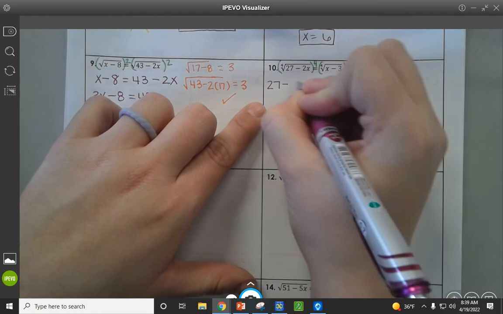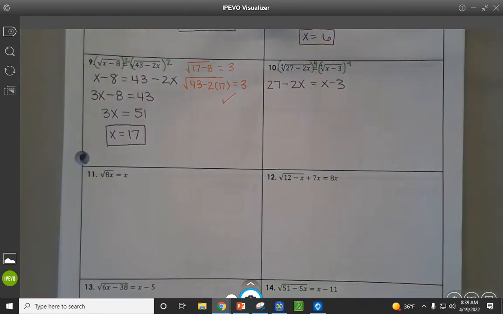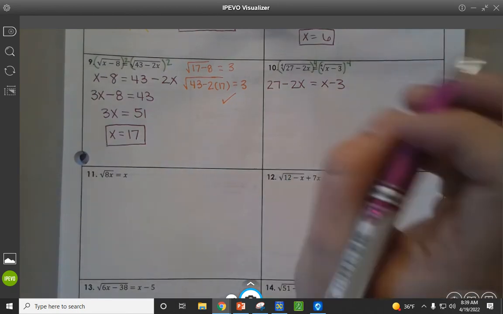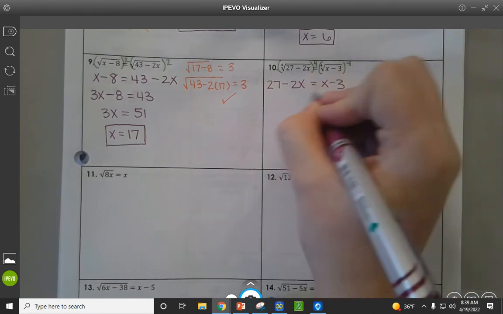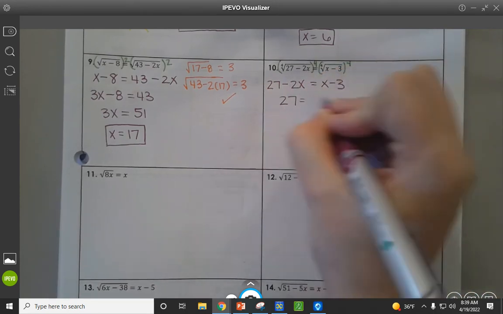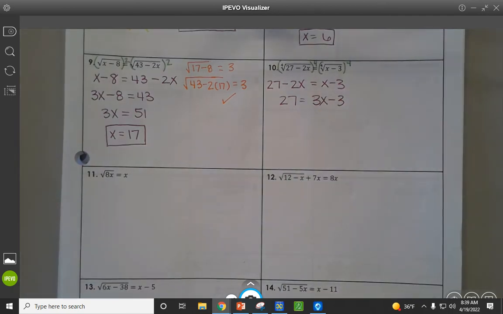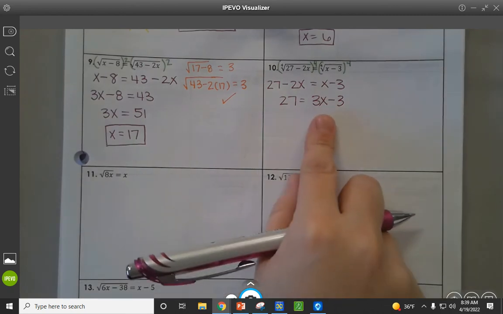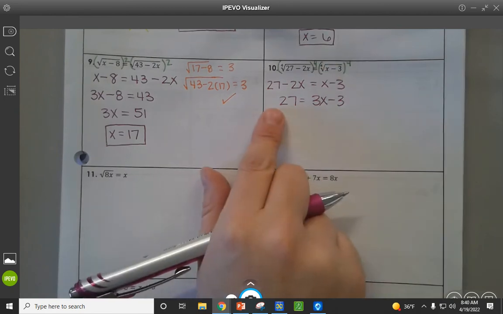I add 2x over, or you could subtract the x to the left, either way. But I'm going to move this over there. I would have 27 equal to 3x minus 3. And I'm wanting to get the x by itself. A lot of times people say subtract 27. Well, then that leaves nothing over here. You want to add the 3 to both sides and get 30 equals 3x. And then dividing by 3 gives me x equals 10.